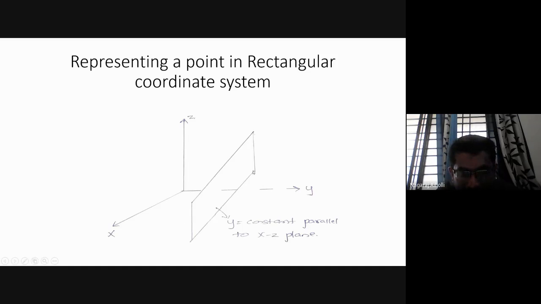Then in the entire plane, it is 5 units only. It is constant. It is fixed here. Wherever you take here, it is 5 units only. Correct? So this is y equal to constant, parallel to the xz plane. Clear? So this is how we are representing y equal to constant parallel to the xz plane.